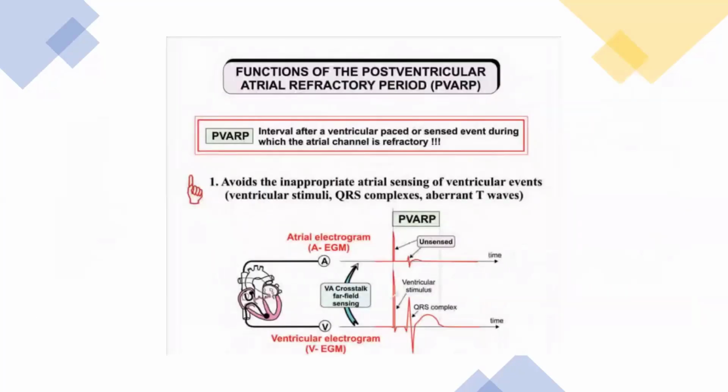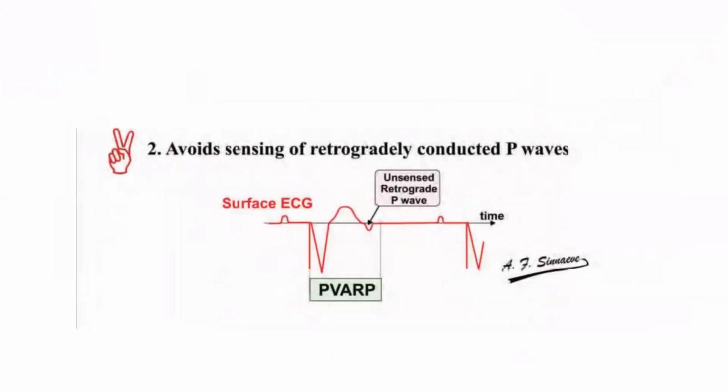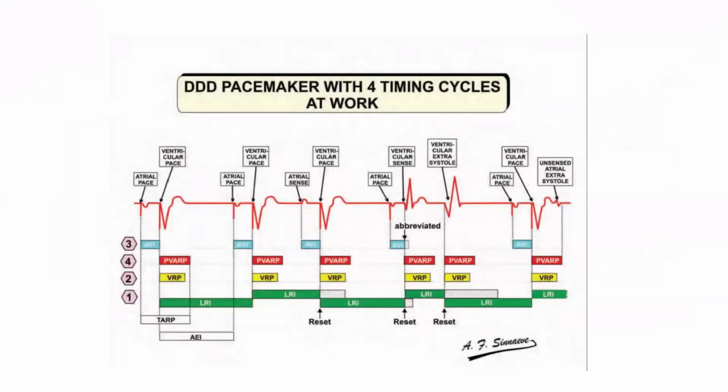This is important for the PVARP, to avoid the atrial channel sensing the QRS complex, to avoid sensing the retrograde P wave. And this is an example of a pacemaker acting with these four timing cycles we just described. First, let's take it from the start.